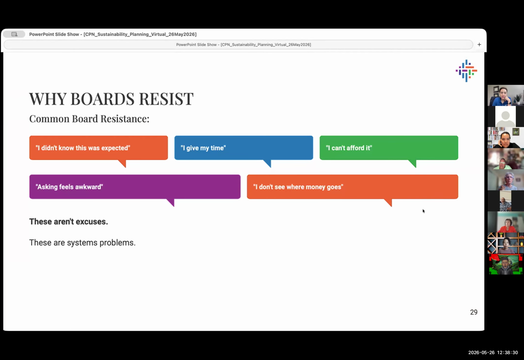Well, some of the things that we hear is, I didn't know giving was expected of me. I give my time, why do I have to give money? I can't afford to give anything, or asking my friends and family to donate feels awkward. Or sometimes people get the tough question of, I don't see where the money goes, so why should I give? Those are all indicative of them needing tools, knowing and understanding what the expectation is.